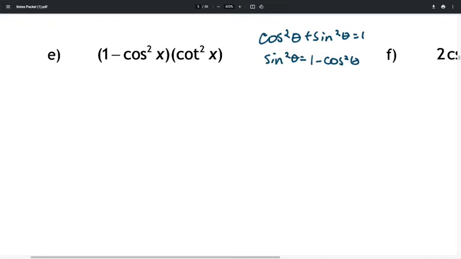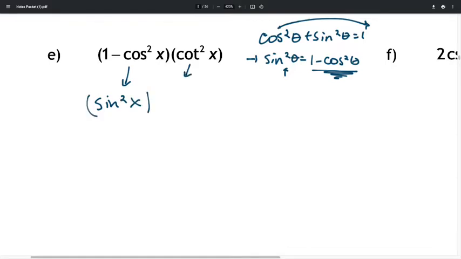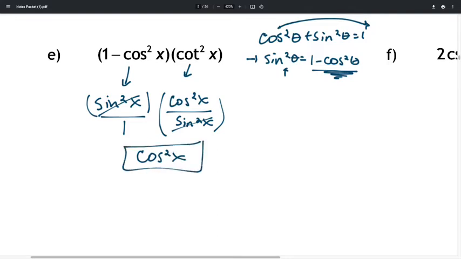Okay, on this next one, remember that if you were to move things around in your Pythagorean identity, if you were to move this over here, it would look like this. So I can replace the 1 minus cosine squared with sine squared. So this is the same thing as sine squared x. And then I'm going to rewrite this one in terms of sine and cosine. So cotangent, using my quotient identity, is cosine over sine. If it's squared, then I would square each of these. So cosine squared over sine squared. And you know, this is over 1. Basically, this will cancel with that, and you're just left with cosine squared. And you're done.